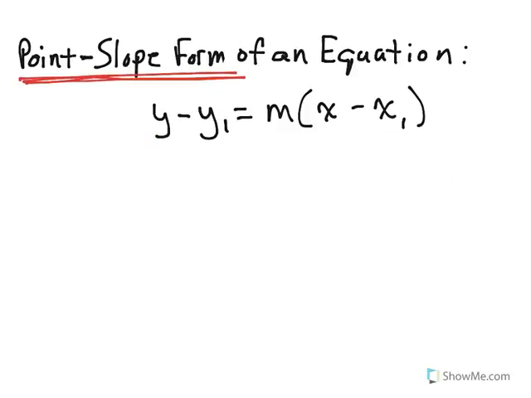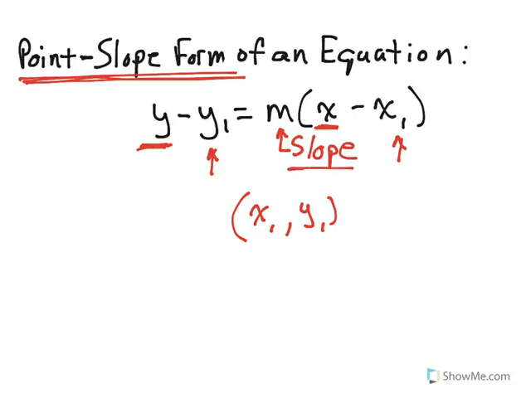Point-slope form of an equation is y minus y1 equals m times x minus x1, where y1 and x1 are found in your set of coordinates of a point, (x1, y1), and the y and the x are your regular x and y in your equation. And remember, m is our slope.